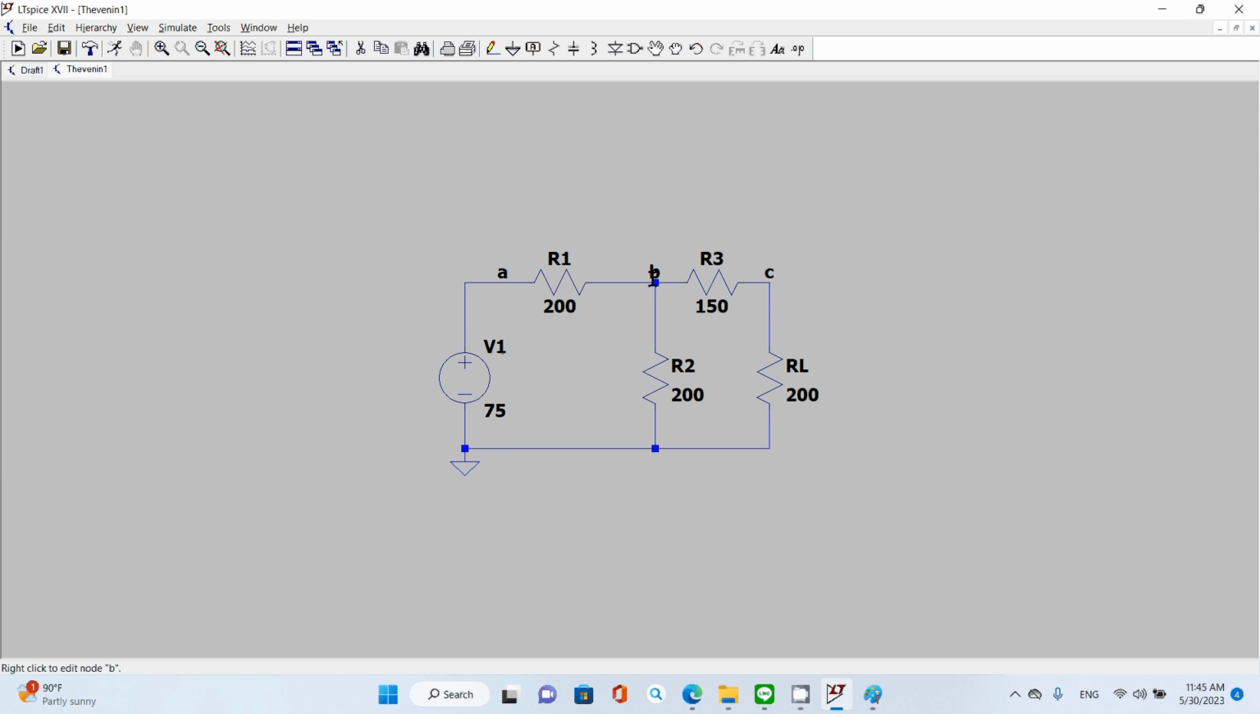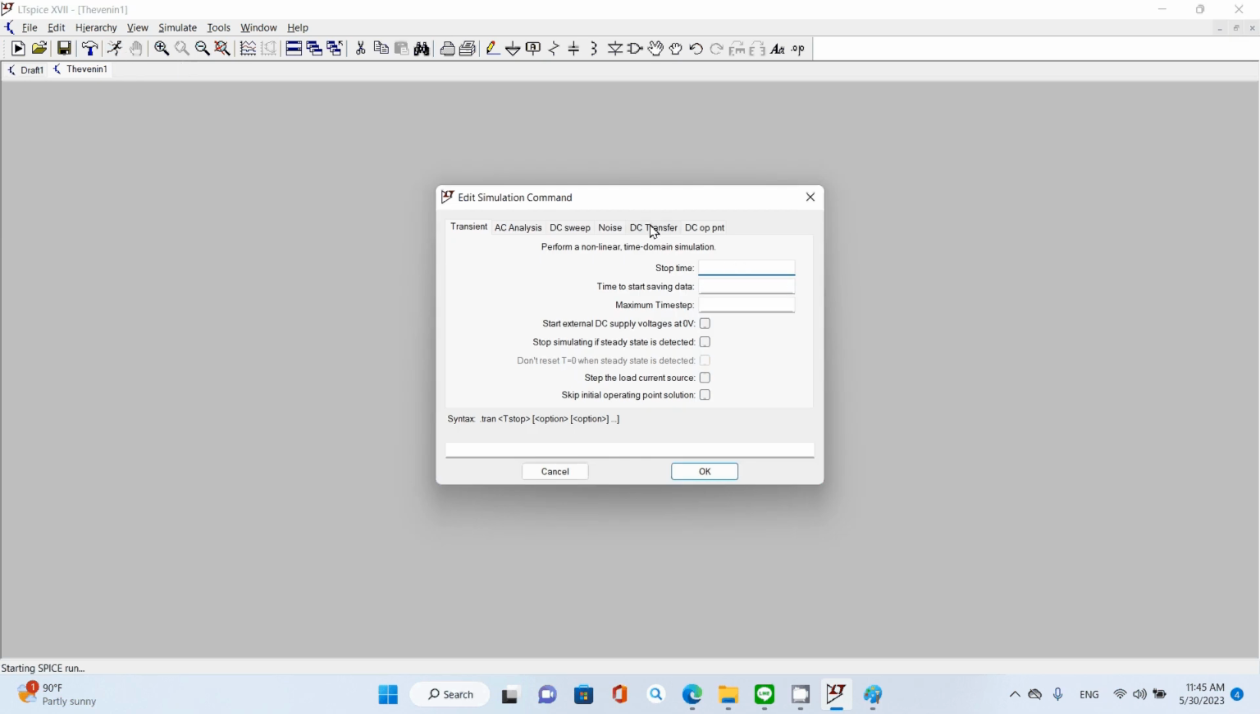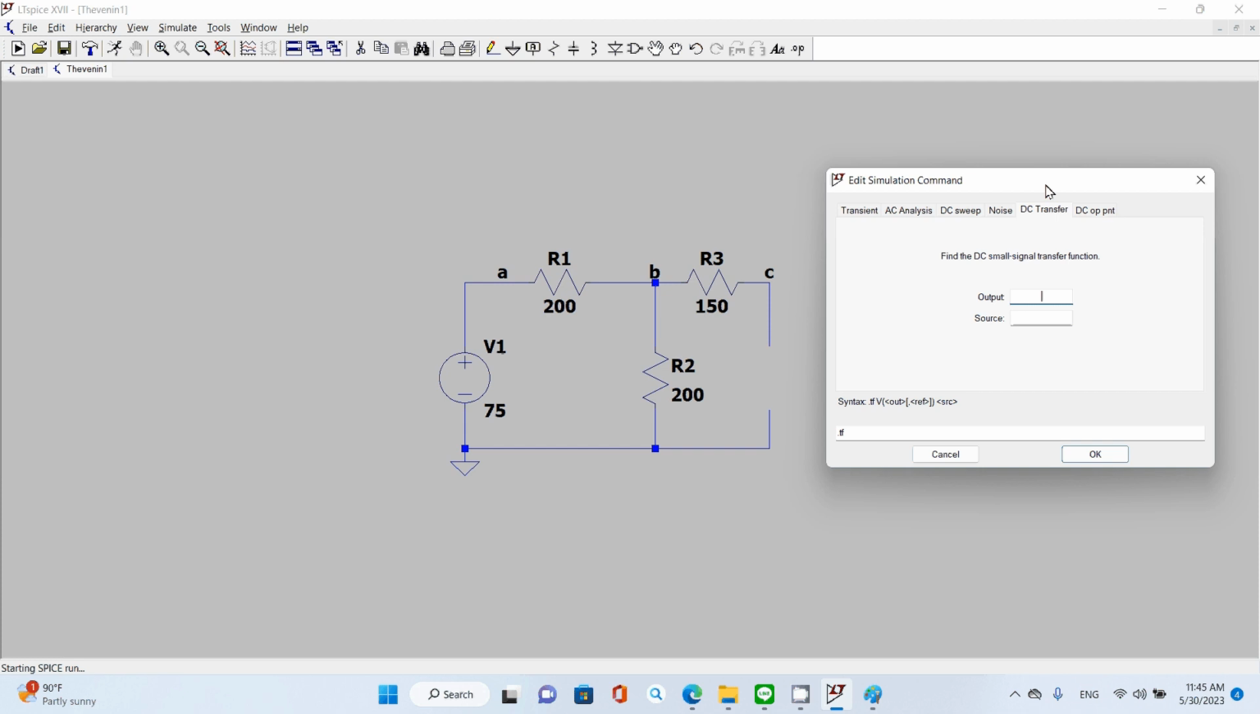You look for the open circuit, so you need to remove RL. I just delete this one. Okay, and then you go to the analysis mode. It is transfer. Your output becomes V and then C.